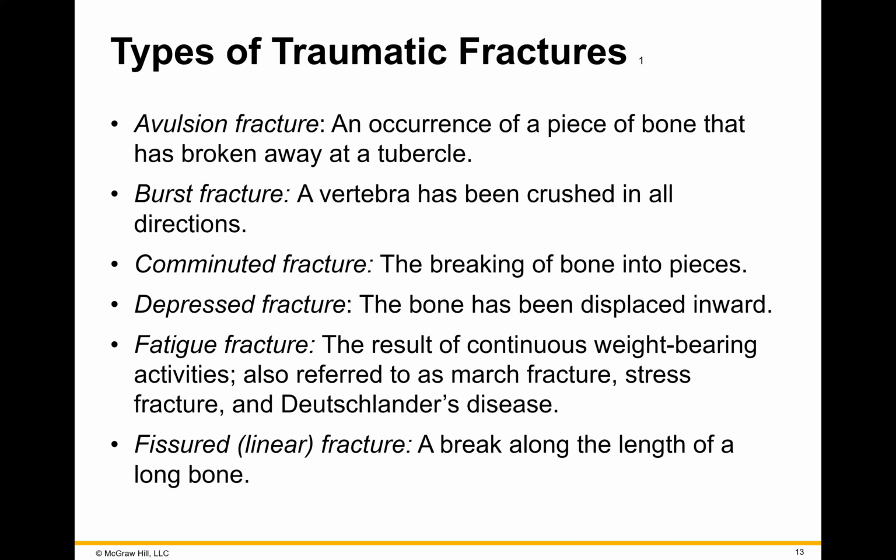And now we're going to move forward with other types of traumatic injuries. Some of the traumatic injuries we have are fractures. There are many different types of fractures. As you read the emergency room notes and the operative records, you're going to see terms like this: avulsion fracture, burst fracture, comminuted fracture, depressed fracture, fatigue fracture, all these different types of things, stress fractures, March fractures.